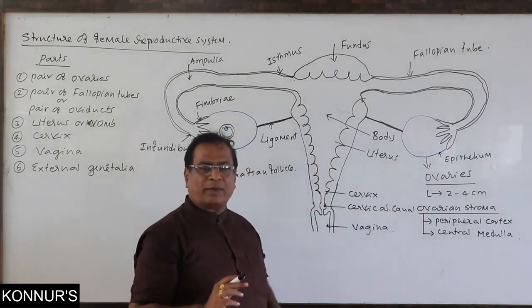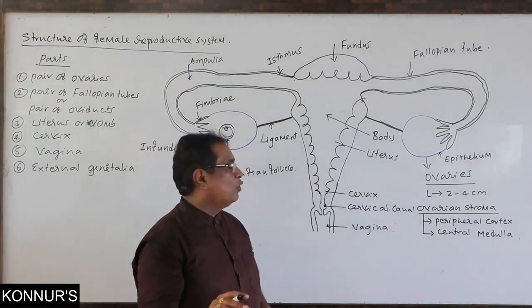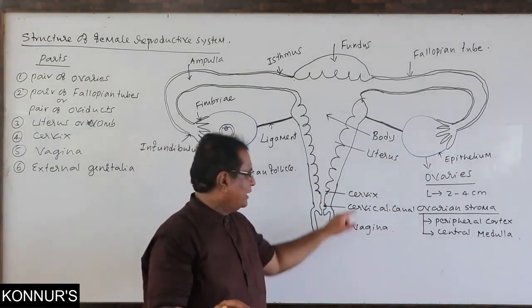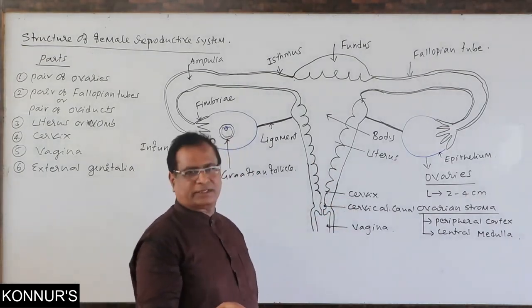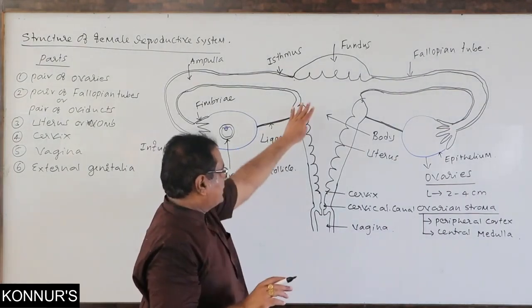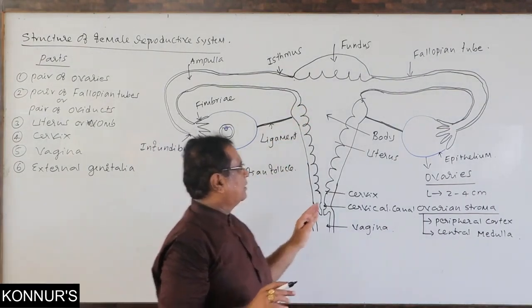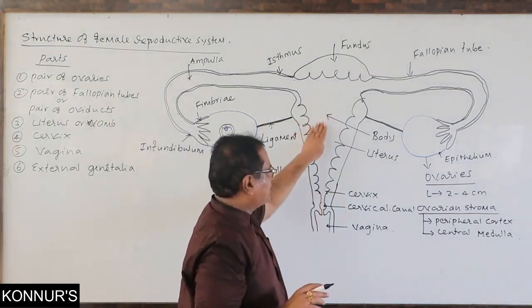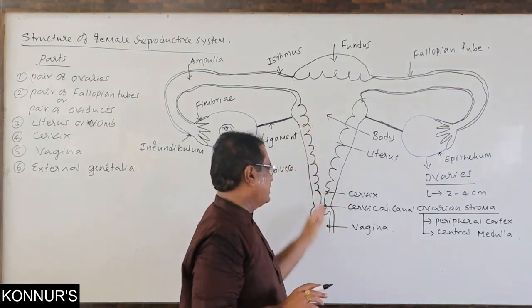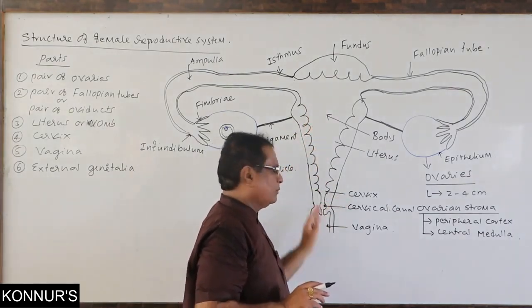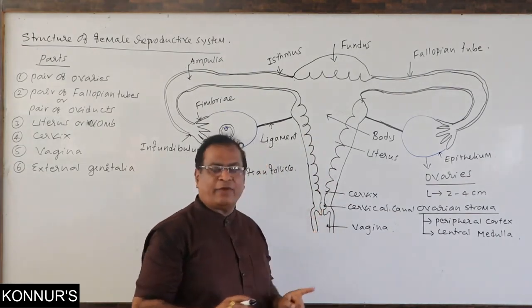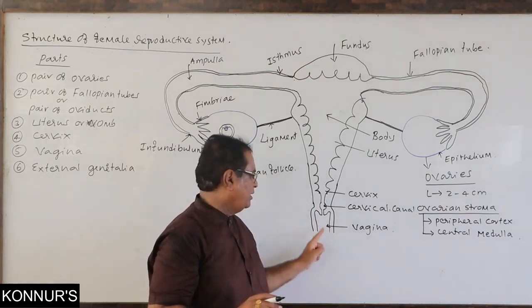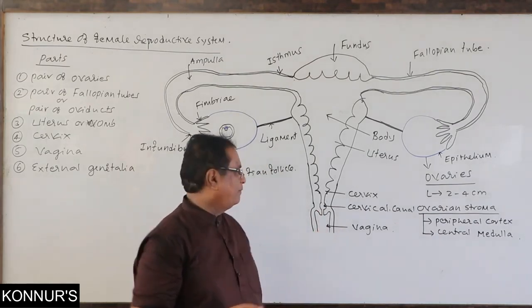They may ask one last question: which is the opening of the uterus? That is the cervix. Cervix is the opening of the uterus. This uterus has a fundus, body, and a cervix. The cervix leads into a cervical canal, and that leads into the female genital organ, that is the vagina.